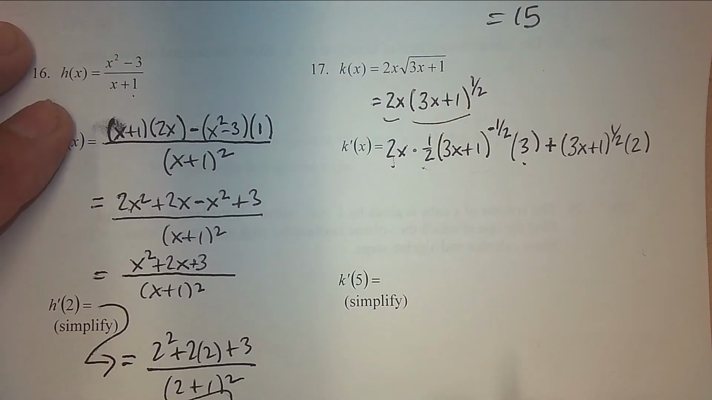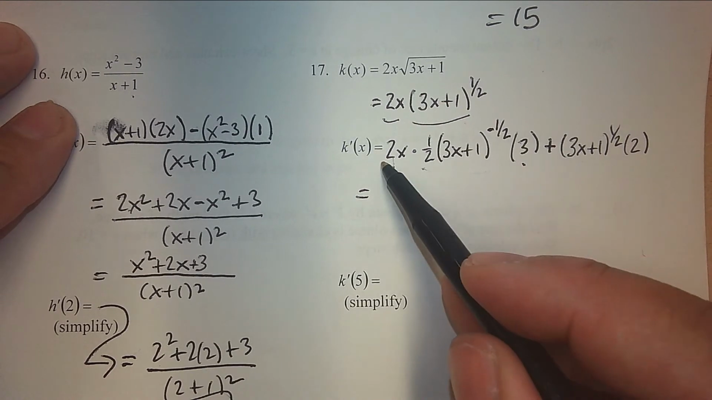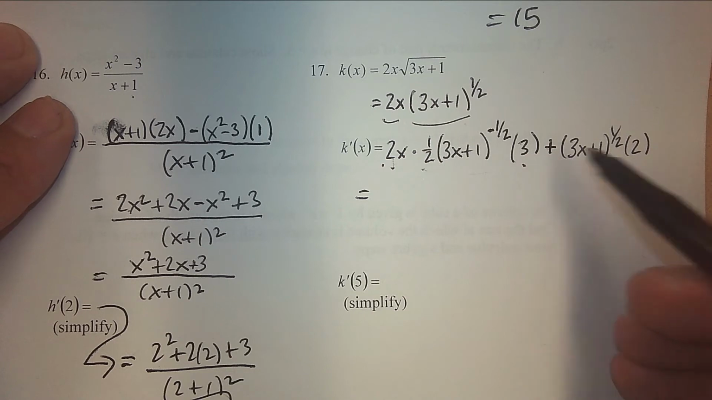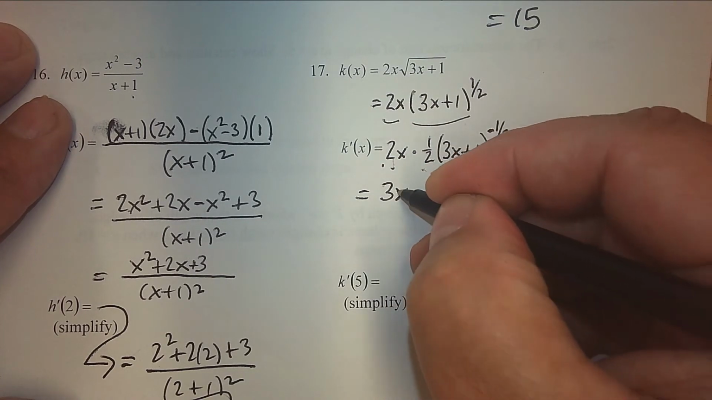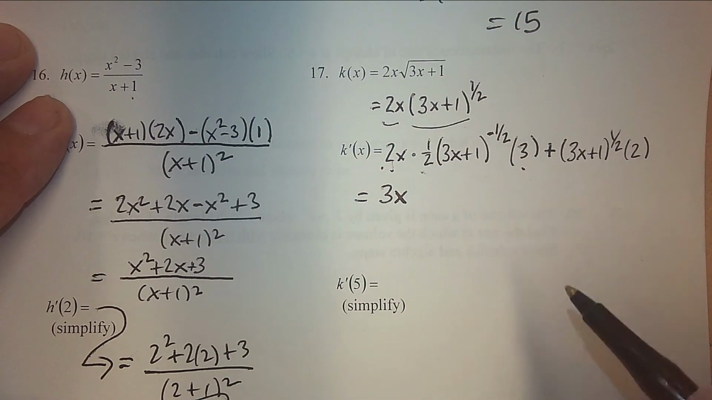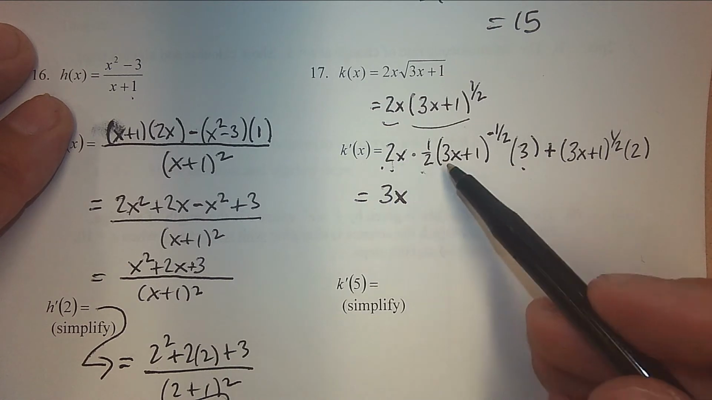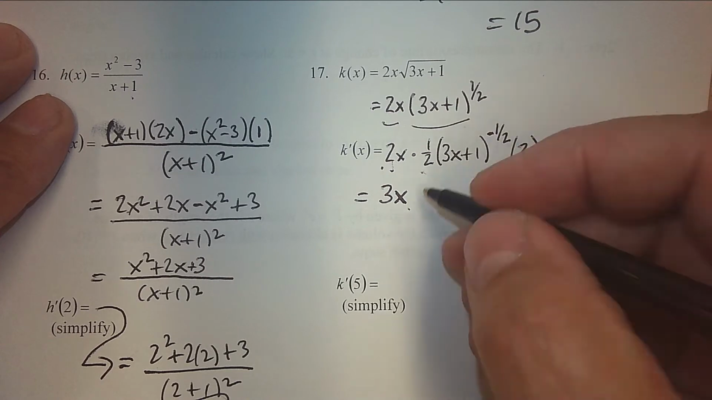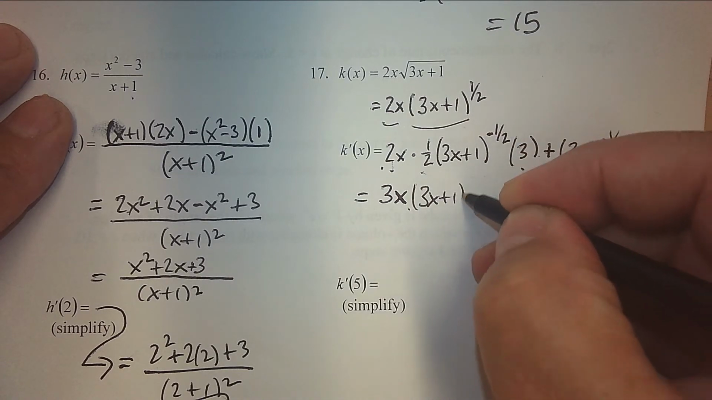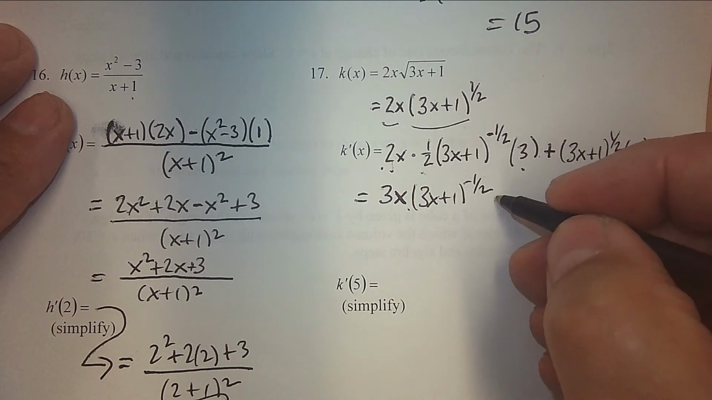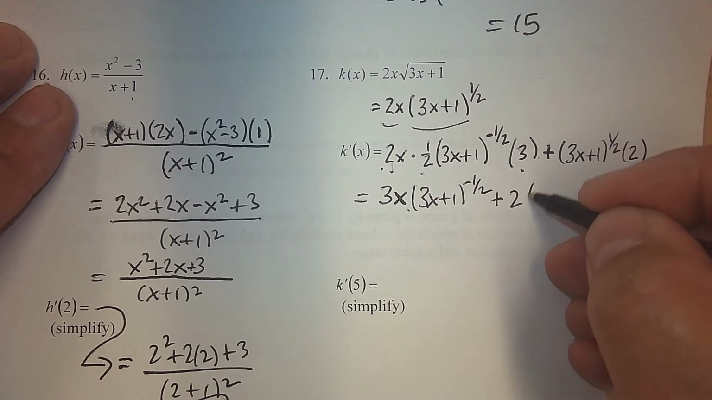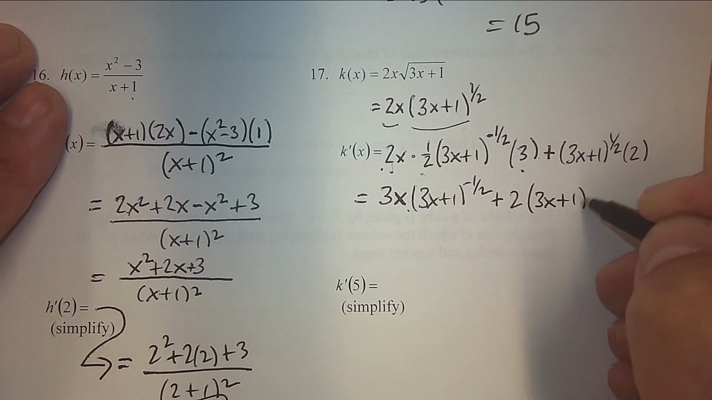Now we're going to clean this up just a little bit. So how do I do that? Well, notice that 2 times 1/2, that's 1, and then 1 times 3. So everything that's not inside the parentheses here becomes 3x. So 2 times 1/2 times 3. So that's 3x. I'm going to leave 3x plus 1 to the negative 1/2. Now the second part, I just have the 2, I can write that in front maybe, and I have 3x plus 1 to the 1/2.